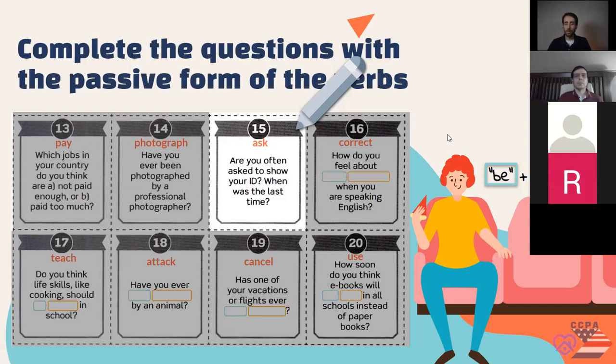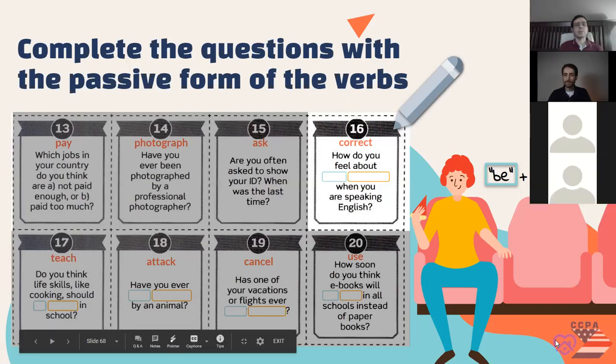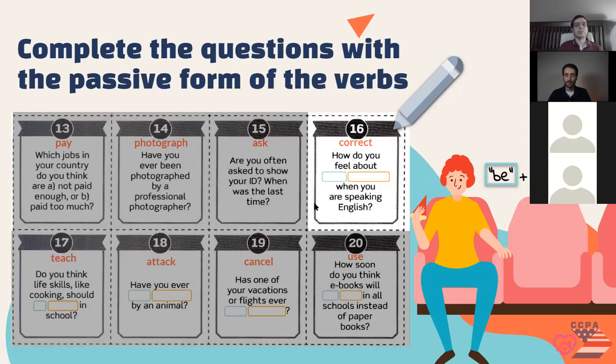Marcelo, can you please help us with the next one? No idea. Let me see. How do you feel about being when you speak English? How do you feel being when you are speaking English? Something like that. You are supposed to use the verb correct. The idea is to use correct in this question. How do you feel about when you are speaking English? I have no idea either. No idea. In the chat box, somebody can help us?